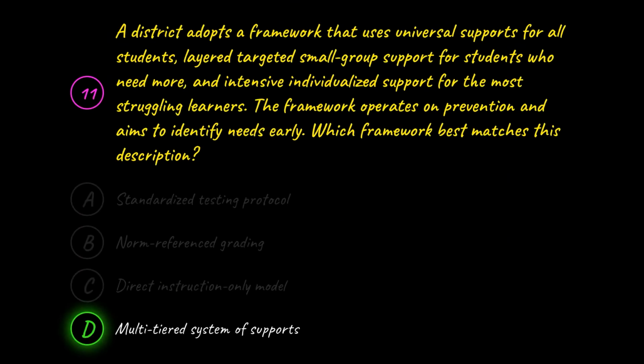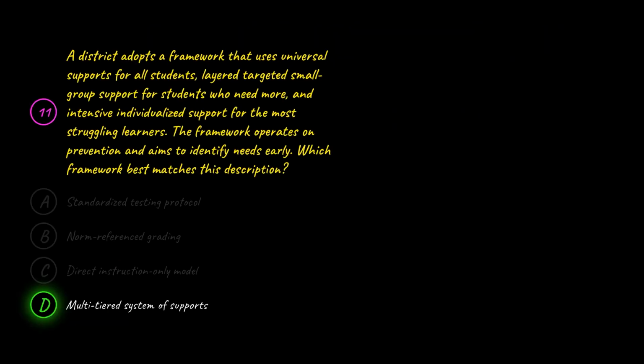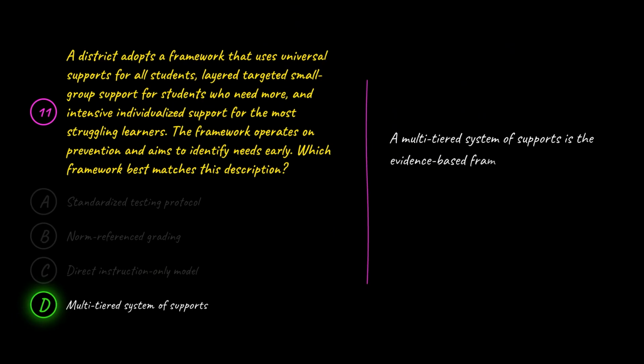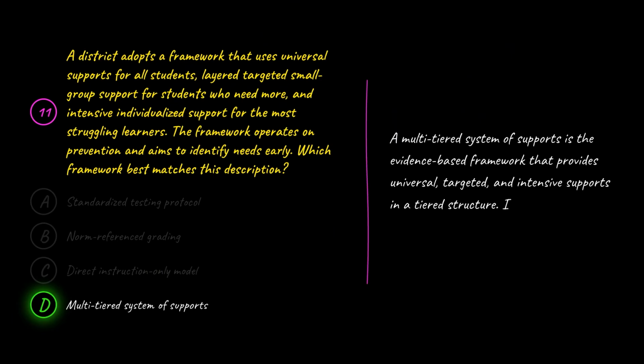The correct answer is D. Multi-tiered system of supports. D is correct because a multi-tiered system of supports is the evidence-based framework that provides universal, targeted, and intensive supports in a tiered structure. Its prevention orientation and early identification of needs are defining features the course material names directly.